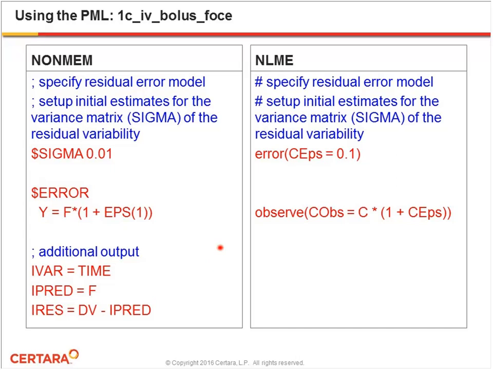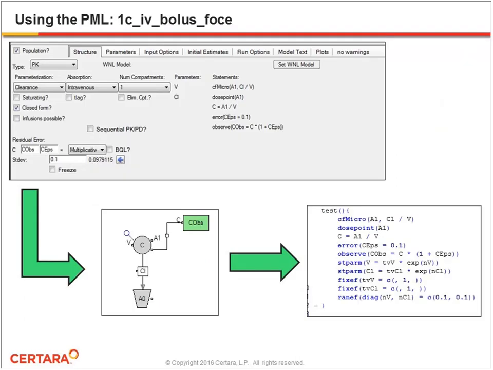So this is just the code, these 3 slides. And on the next slide, I just want to remind you how you would set up the same model in Phoenix. You know that for this simple model, we don't need to write PML code. We just need to use the built-in options. This is our usual bottom panel of the Phoenix model object, where we keep the population box checked because we have a population model in this case. The type of model is a PK model, and the parameterization is clearance. Absorption is intravenous, and we only have 1 compartment, so all default.